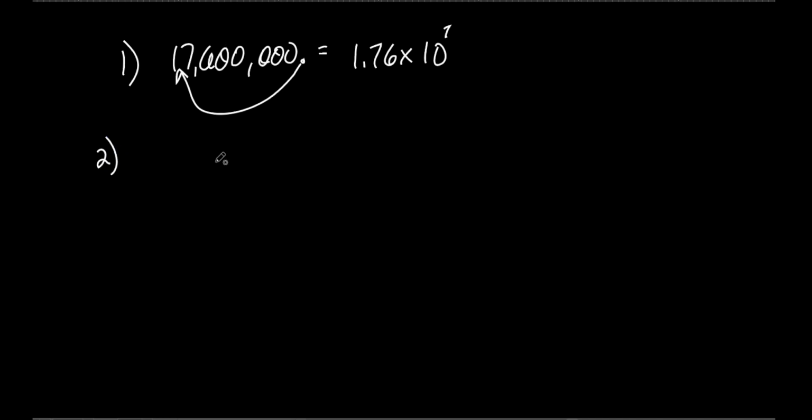Number 2. How many zeros? 3. So 0.0078. Again, scientific notation, we're going to move the decimal right there, between the 7 and the 8. So it's going to be 7.8. Now, this is a small number. It's less than 1. So what's my exponent going to be? Times 10 to the negative.